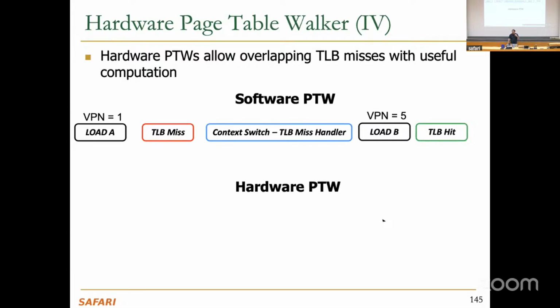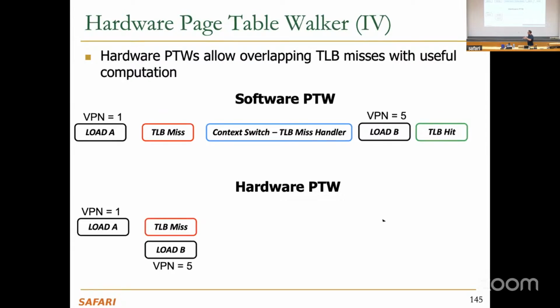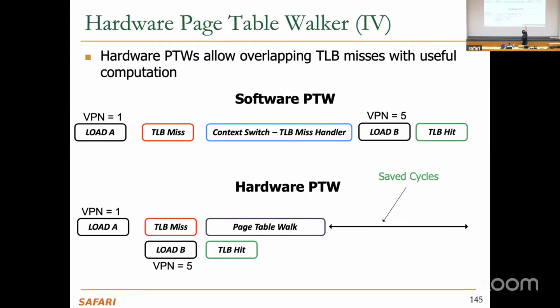Everything nice. In the case of the hardware page table walker, though, we would again load A, which would be a TLB miss, but in this scenario, we do not context switch to the operating system. Because we do not context switch, we can perform the loads in a pipelined manner. So we perform the load B with VPN equals 5, and we have a TLB hit for load B. And we have the page table walk in hardware that services the TLB miss for load A. So what did we gain? We saved these cycles. We saved them because we overlapped the load B access and translation with load A, and we also do not spend time context switching and giving control to the operating system. Any questions?